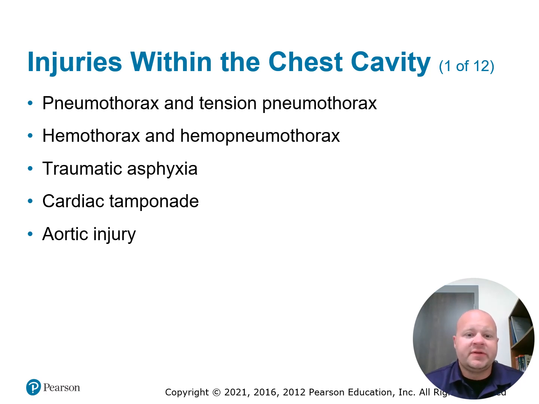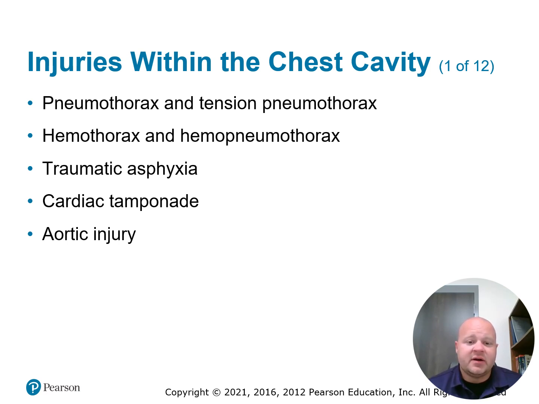So injuries within the chest cavity, we have a pneumothorax and a tension pneumothorax. So pneumothorax can occur spontaneously. It does not have to be associated with a traumatic injury, but it oftentimes is. A tension pneumothorax is a pneumothorax that's grown to the point where it's causing those pressure changes and causing the patient to go into a shock state. A hemothorax is blood in the chest cavity, and a hemopneumothorax is blood and air in the chest cavity.